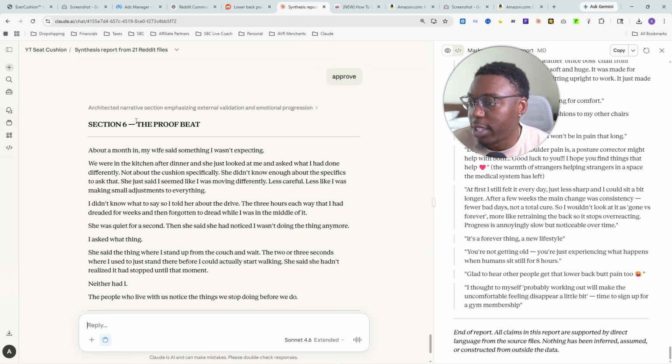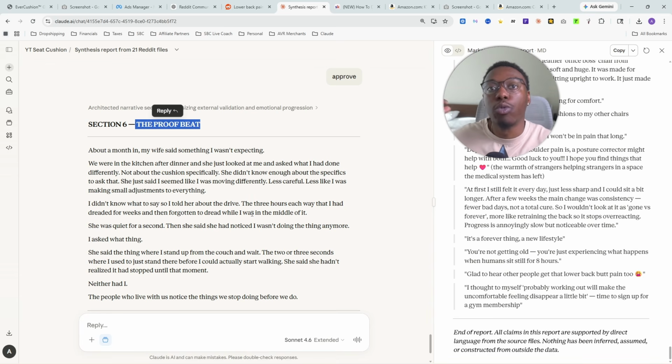So the proof beat, right? Let's validate that this actually worked. We got into the transformation, but real transformations can be perceived from other people's perspective, right?